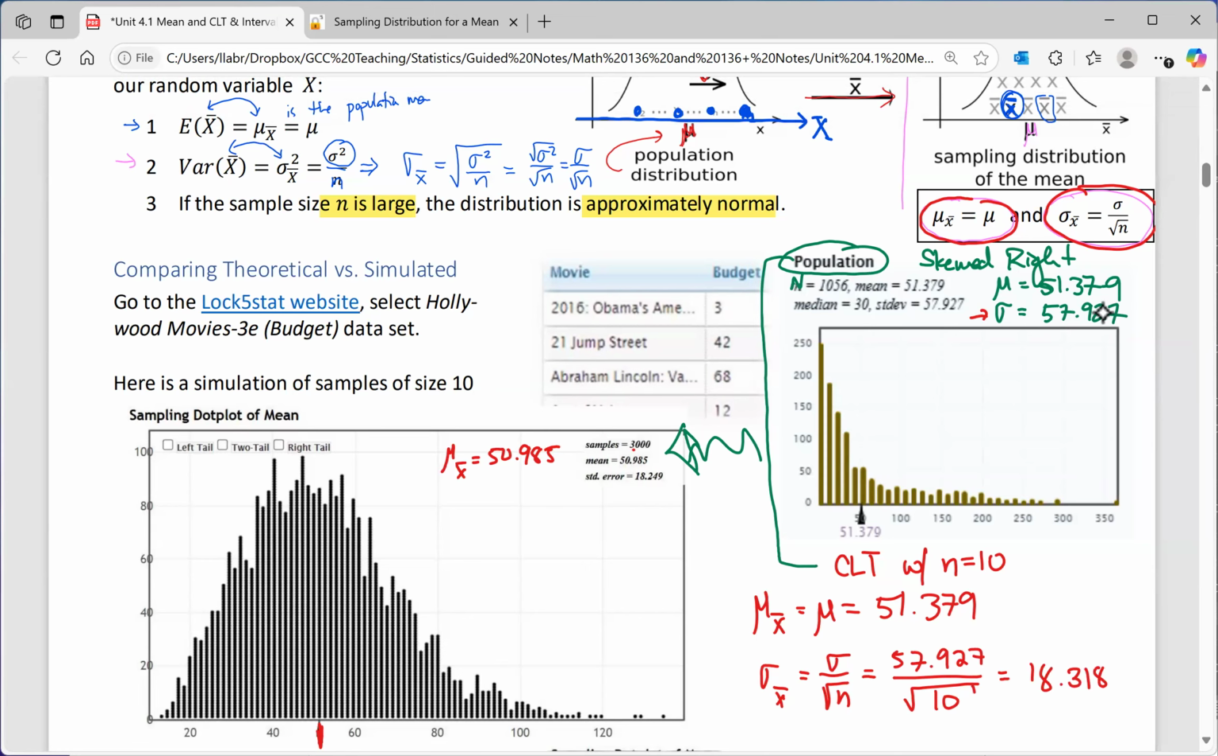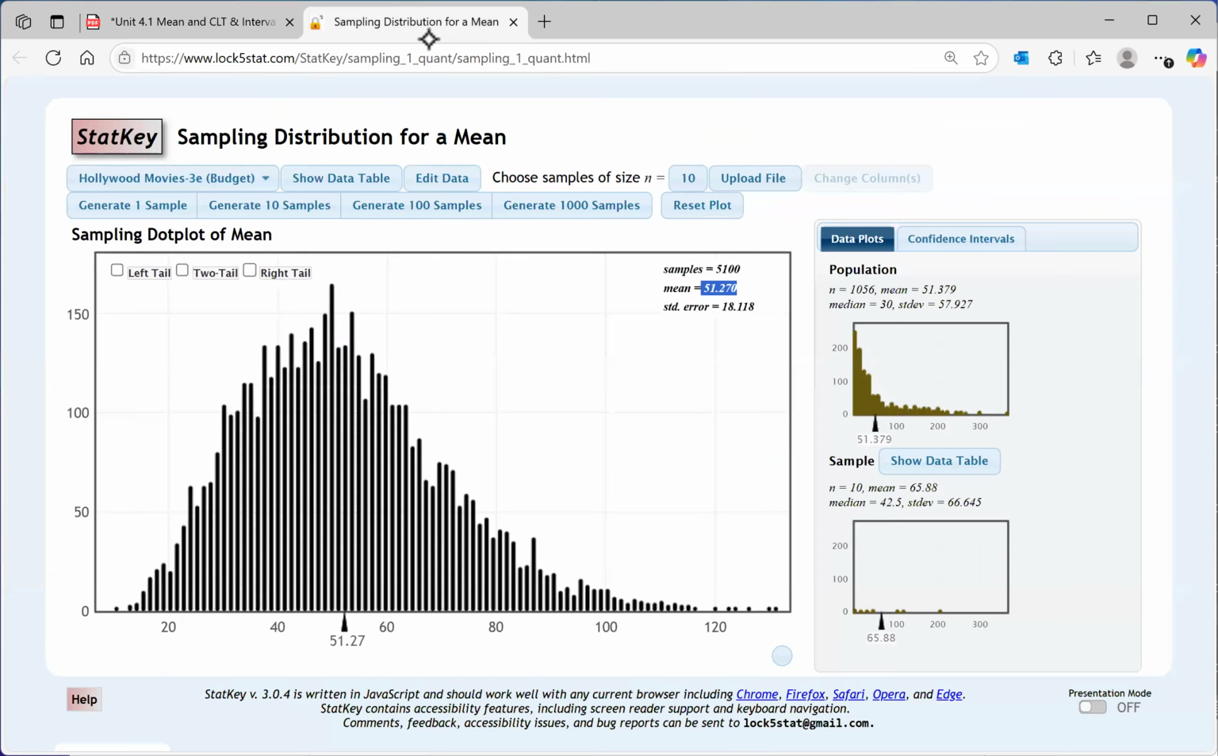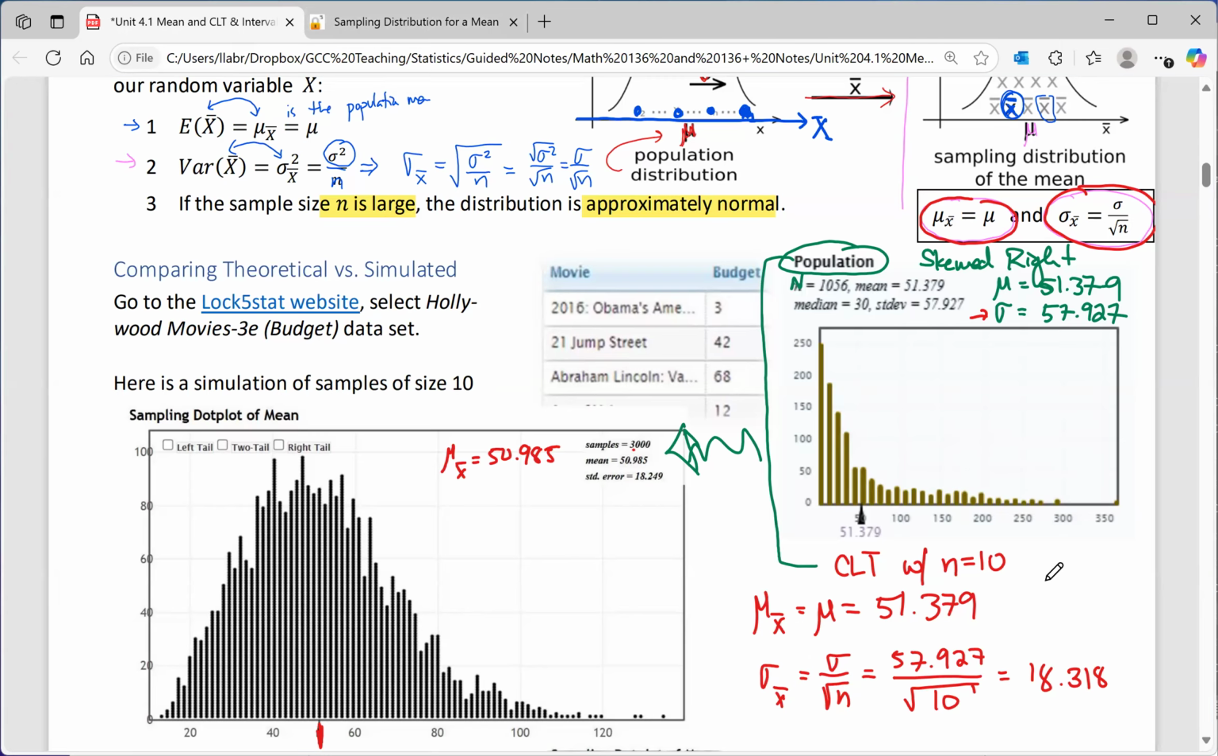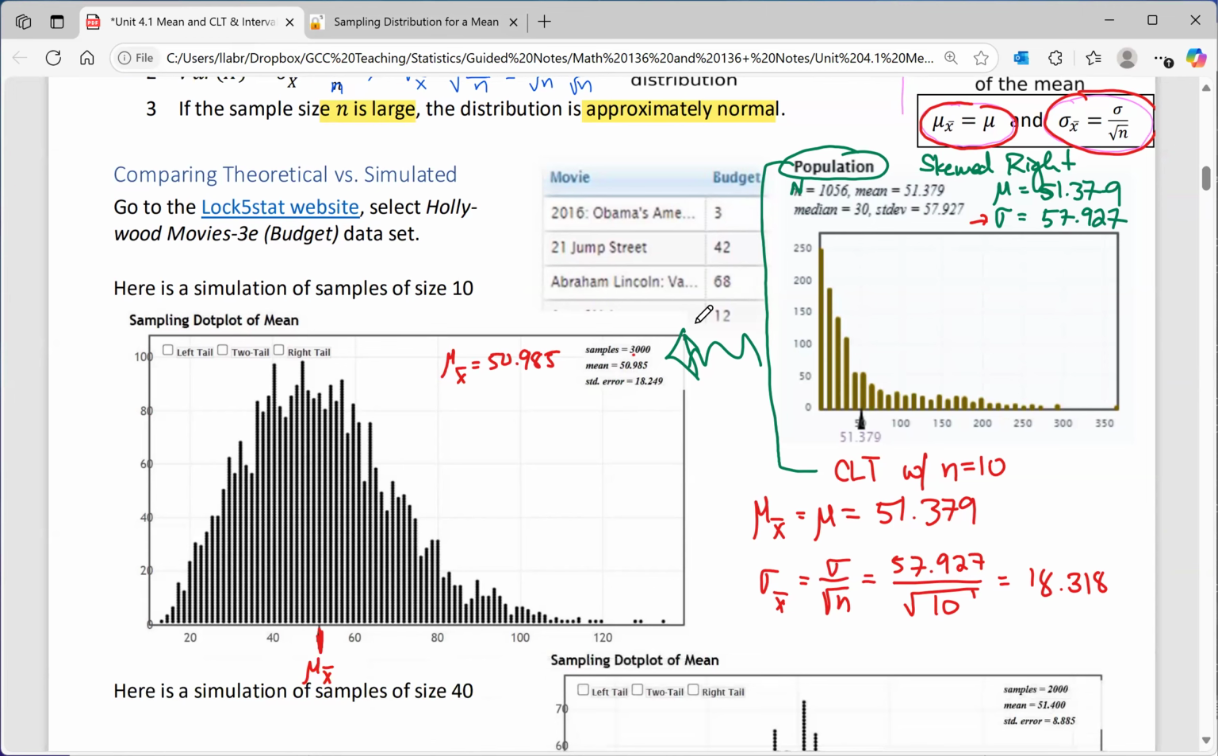Now, let me compare that. Again, this is a prediction. In red, I'm predicting only from knowing the population. Take a look at the standard error that I obtained in the simulation that I did with you. So that was 18.1. The predicted standard error was 18.318. So I'm very, very close. And if you take a look at this, when I did this simulation, the standard error is 18.249, so closer still. So in this simulation, that's on your notes, the standard error is very close. This mean is not very close, but again, close enough.